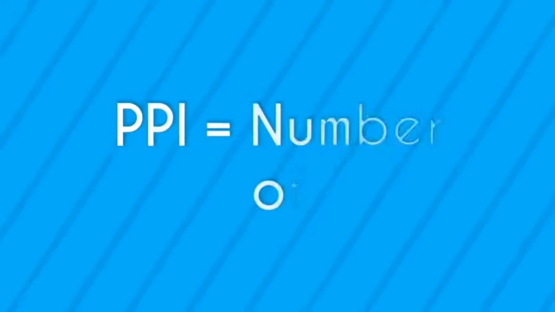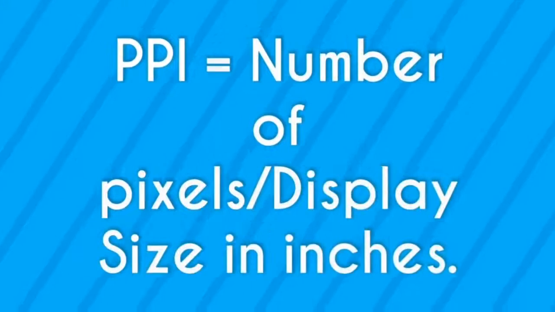PPI is a measure of the pixel density of a device. It has a formula. PPI is equal to the number of pixels divided by the size of the device in inches. Therefore, a phone with a 1080p display, which has a size of 6.9 inches, will have a pixel density of approximately 155 pixels per inch. The greater the pixel density, the sharper the display.